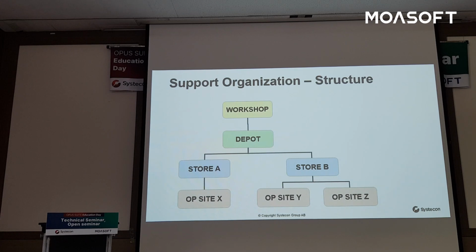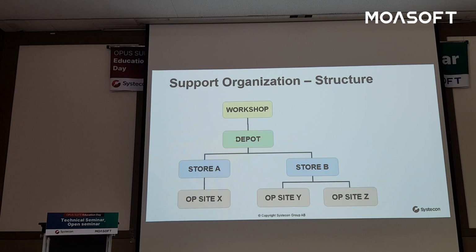And then, of course, we need to build the structure of the support organization, just as for the product breakdown. We use a parent-child relationship to build up this structure. Typically at the top you have the workshop levels. Let's say this is the manufacturer, the OEM or something like that. We're not storing anything here if we are the user of the systems, but we send stuff here for repair.